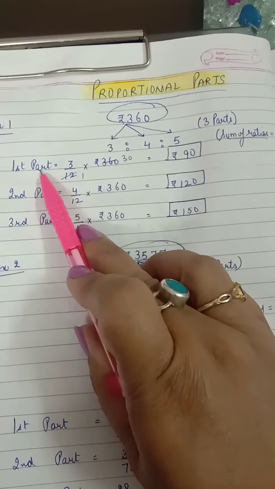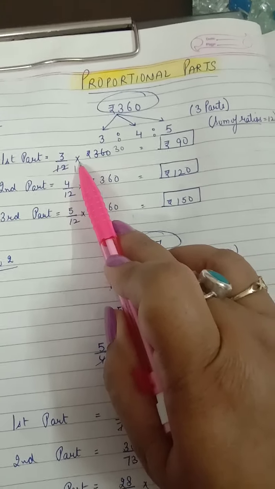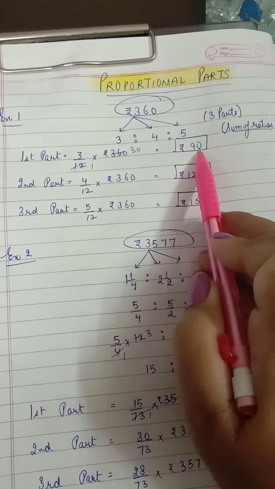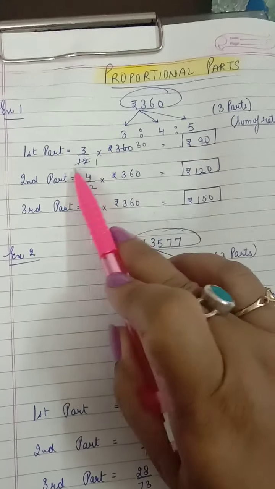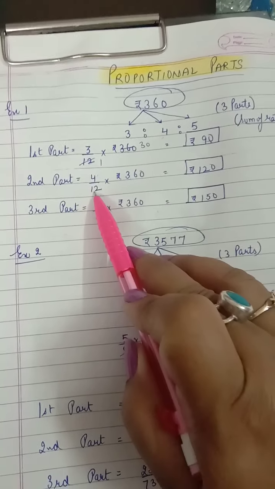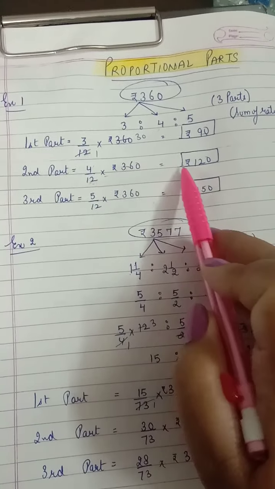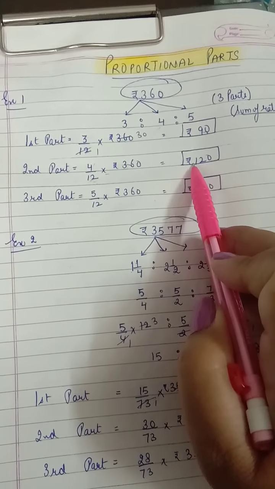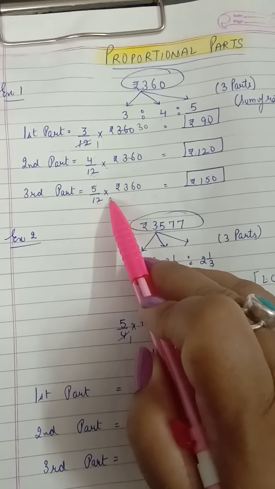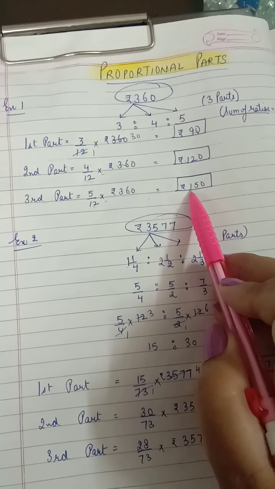So to find the first part: ratio of first part upon total of the ratios multiplied with the money we want to divide, 360. On reducing, we get 90 rupees. So first part is rupees 90. Similarly, second part: the ratio of second part, 4, upon total of the ratios, 12, multiplied with the money we want to divide. On reducing again, it's equal to 120 rupees. Third part: ratio of third part upon total of the ratios multiplied with the money we want to divide, and it will be equal to 150 rupees.